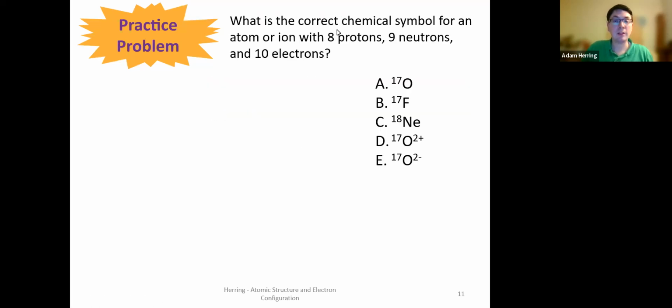All right, let's try one more problem here. I'd like for you to identify the correct symbol for an atom or ion that has 8 protons, 9 neutrons, and 10 electrons. Pause the video and see if you can figure this one out on your own.